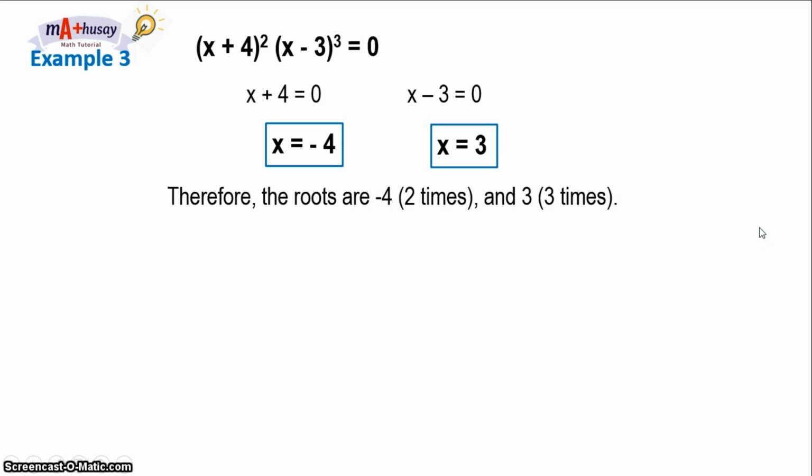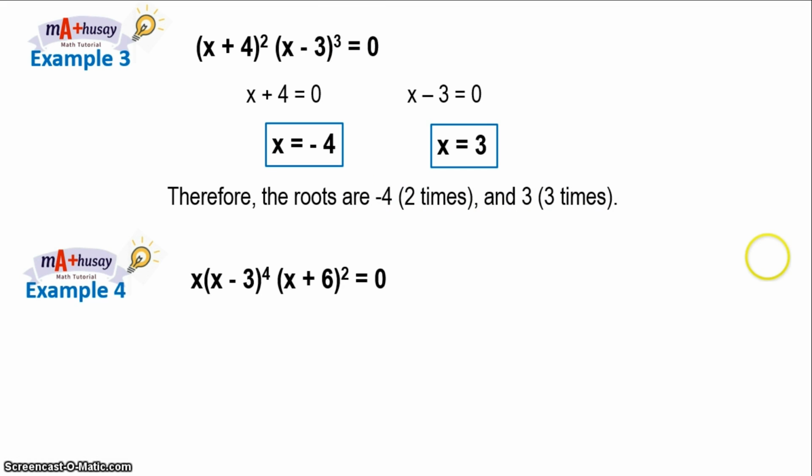Let's take another example. Example number 4. We have x times the quantity of x minus 3 to the 4th power times the quantity of x plus 6 squared equals 0. So, to solve for the values of x, by applying the zero product property, the first is x equals 0. So, we take this and equate this to 0. If this is 0, then everything will be 0, because any number multiplied by 0 is 0.